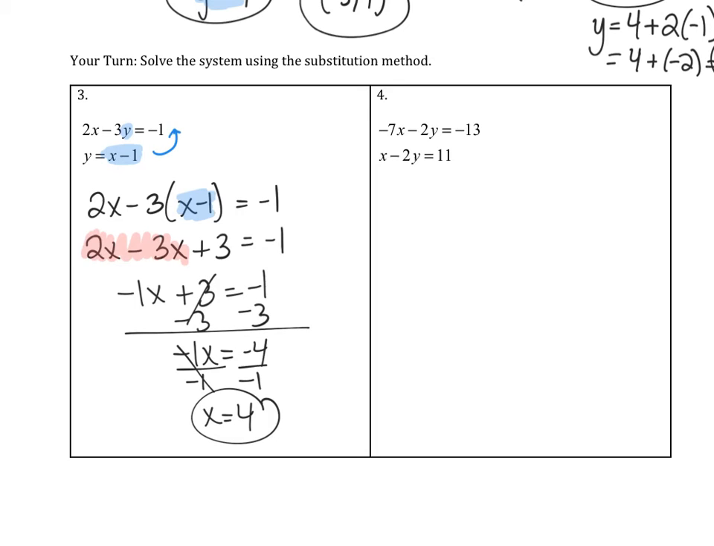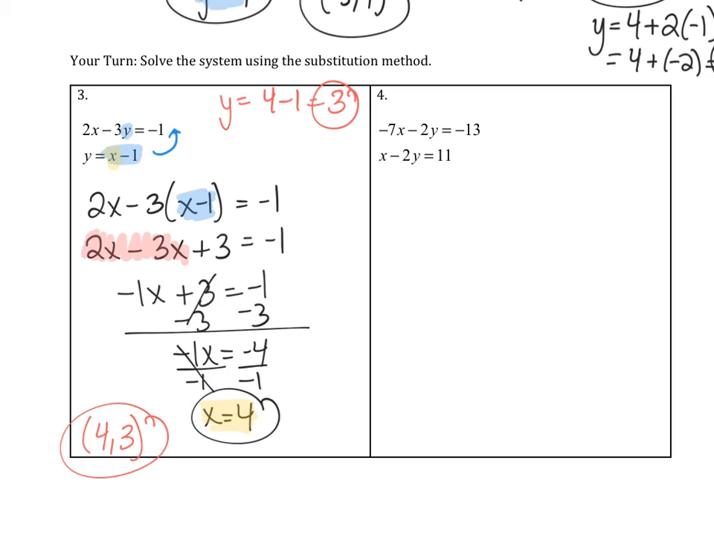Okay. Now that you've got one answer, you plug it back in. So I'm going to take that x equal to 4 and plug it back into my second equation this time because I think that will be easier to find the y. So when I do so, I get y equals 4 minus 1, which is 3. So our final answer to this system of equations is (4, 3) as a solution.